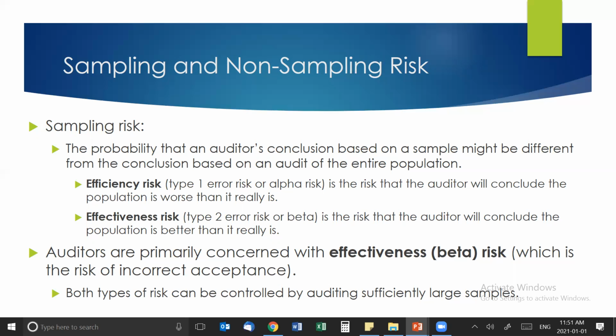Both of these types of risk can be controlled by auditing a larger number of samples, right? The more samples you audit, the less sampling risk you're going to have.